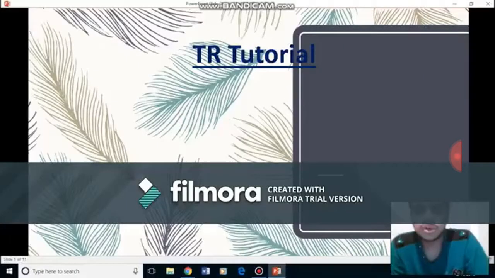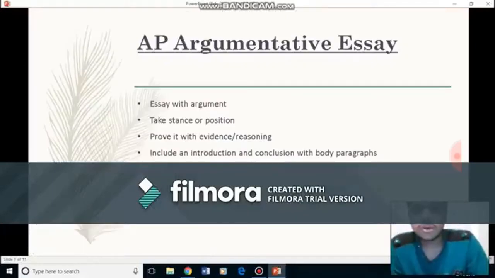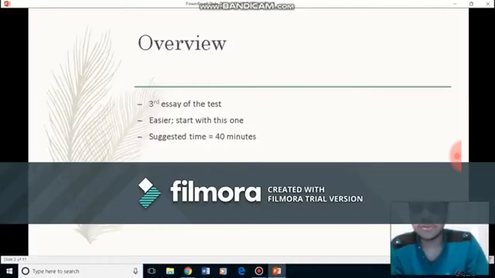Today we are gonna talk about how to write an AP argumentative essay. It's an essay where you take a position or stance and prove your point using evidence and reasoning. That's the argument part of the essay, and it's a regular essay with an intro, conclusion, and some body paragraphs. So that's the basic overview, and it's the third essay of the test.